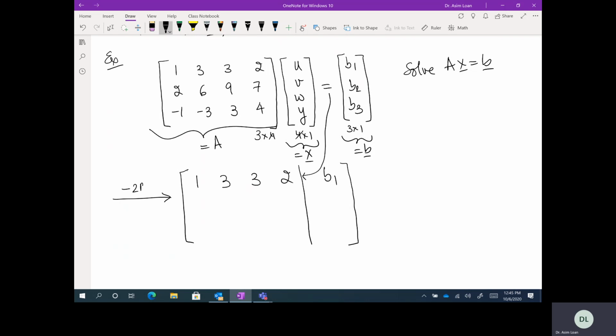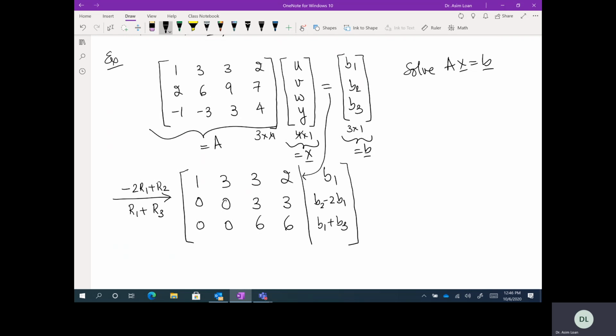Whatever I do on the left side, I obviously do on the right side so that the equality is maintained. So we say -2 row 1 plus row 2, and row 1 plus row 3. So -2 plus 2 is 0, -6 plus 6 is 0, -6 plus 9 is 3, -4 plus 7 is 3, and this is b2 minus 2b1. Then 1 minus 1 is 0, 3 minus 3 is 0, 3 plus 3 is 6, 2 plus 4 is 6, and this is b1 plus b3.